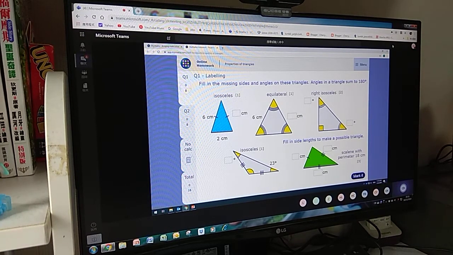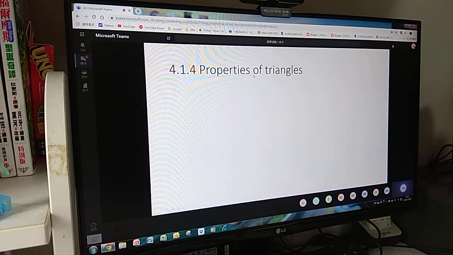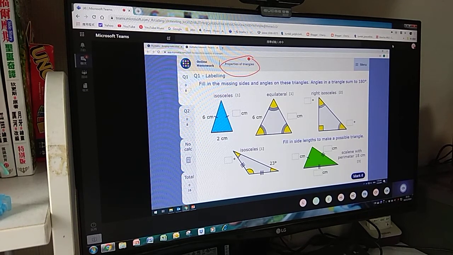Okay, so actually we have some triangles here. So we can look at the triangles one by one. First I write down 4.1.4. Okay, you can follow me to do the exercise. And then we have 5 triangles here, and each triangle has different characteristics.